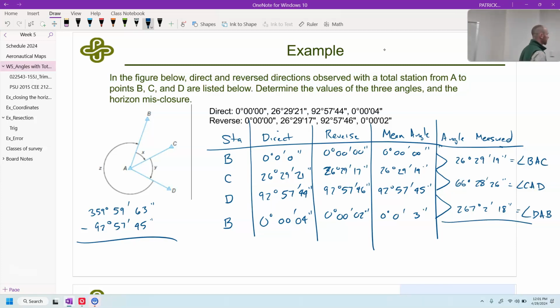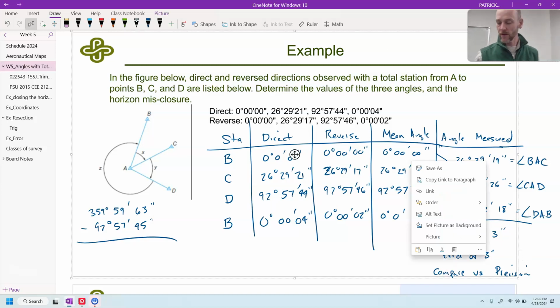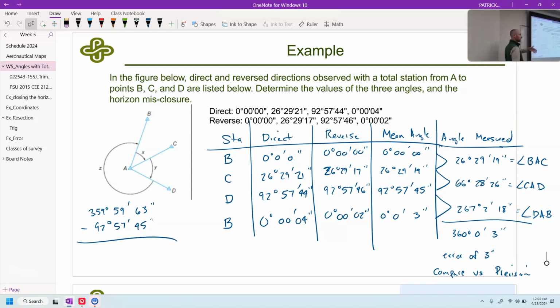So we've got our three angles that we averaged in direct and reverse face. If we had no error, they would add to 360. When we add them up, we get 360, 0, and 3 seconds. So we have an error of 3 seconds in our measure. We'd have to compare this versus our precision standard. And as long as we met our precision standard with our 3 seconds of error, then we would go ahead and correct our error. Because we know there's error, let's go ahead and get rid of it.